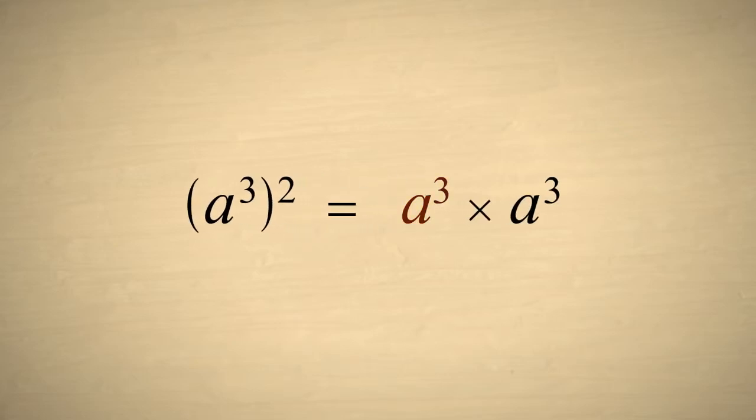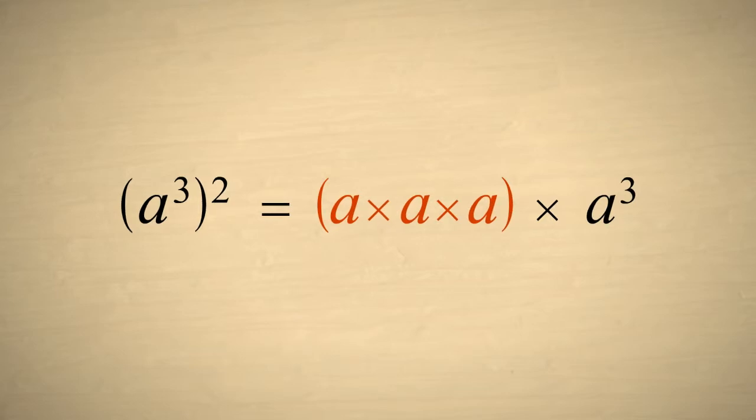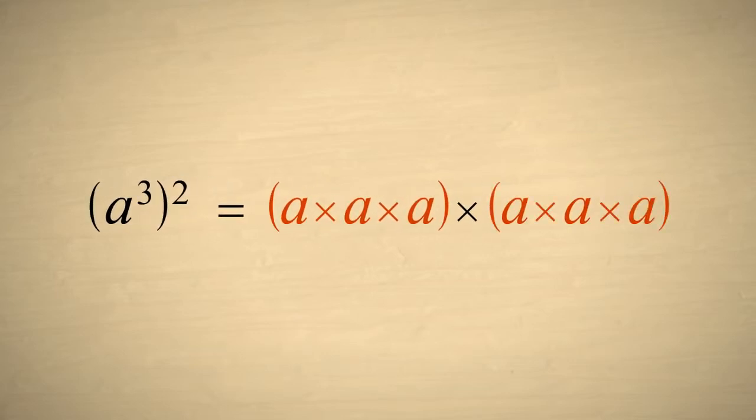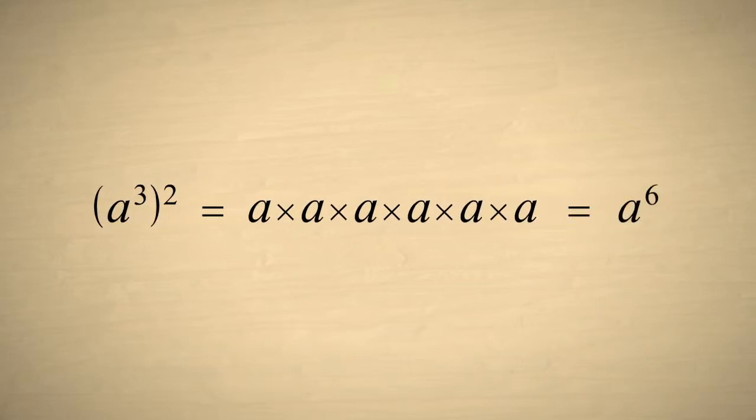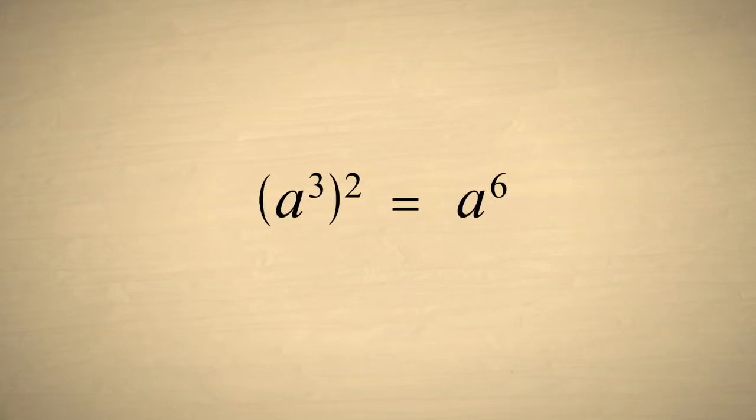For example, let's say we take the expression a cubed and square it. This is equivalent to 2 copies of a cubed multiplied together, which is a times a times a times a times a times a. Of course, 6 a's multiplied together is a to the 6th power. Notice that the exponent of a times the power this expression was raised to equals the exponent of the result.